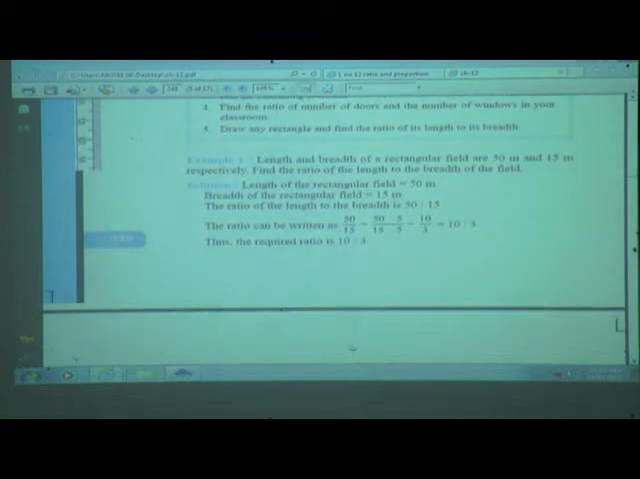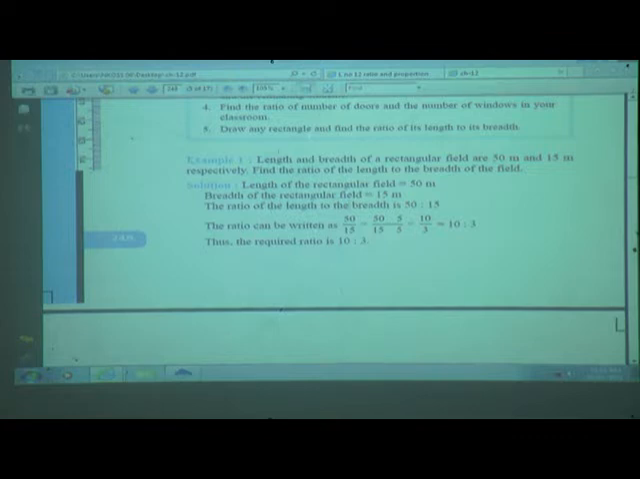Let us see a few examples. Length and breadth of a rectangular field are 50 meter and 15 meter respectively. Find the ratio of the length to the breadth of the field. Length of a rectangular field is 50 meter. Breadth of a rectangular field is 15 meter.